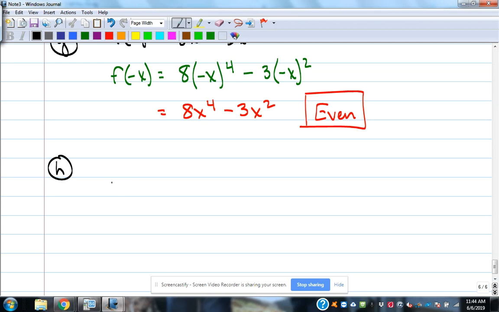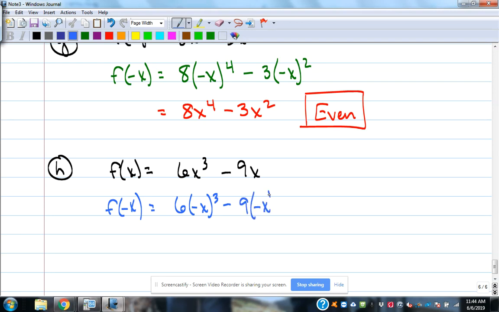Let's look at this one. Say we had f(x) is equal to 6x to the third minus 9x. Again, the actual test is to plug in negative x. And when I work that out, negative x times negative x times negative x is negative x cubed times 6 is negative 6x cubed. Negative 9 times negative 1 is positive 9.